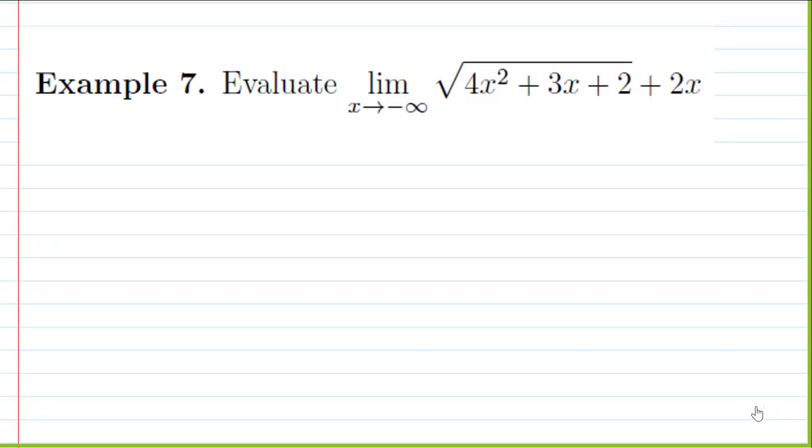So for our last one, we want to evaluate the limit as x goes to negative infinity of the square root of 4x squared plus 3x plus 2, plus 2x. So if we try to evaluate this directly, we can't plug infinity in, right? That doesn't make any sense. So when we have something that looks like this, we may notice that it is a binomial. So we have our two terms involving a radical. Well, what was a technique that worked for us in the past when we had radicals? The conjugate. So let's give it a try. So try the conjugate.